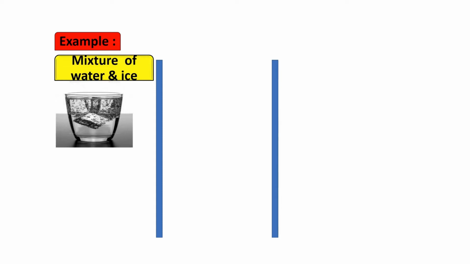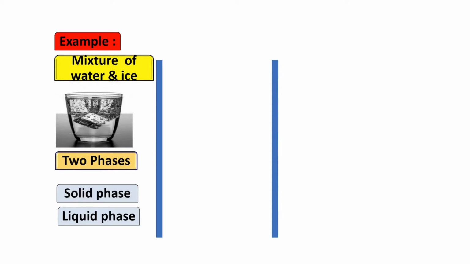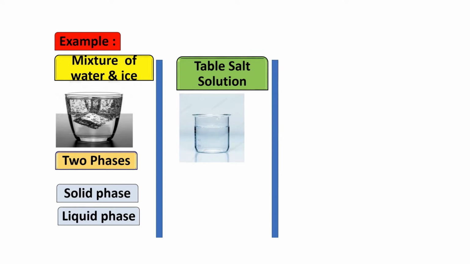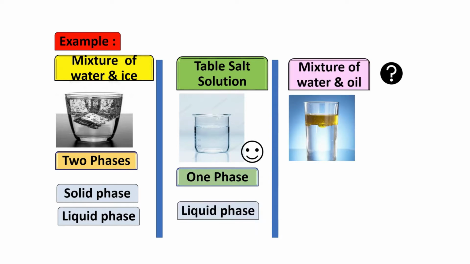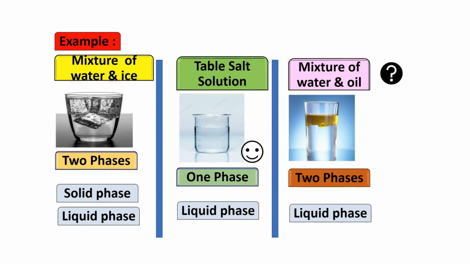Can you think how many phases exist there? Correct, there are two phases here. What are those phases? Yes, it's a solid phase and a liquid phase. What about this example? We have a table salt solution. Correct, it is one phase, which is a liquid phase. What about this one? We have a mixture of water and oil. Yes, two phases. What are those phases? They are liquid phases. Why can we say two phases? Because we can see the boundary between the water and oil.